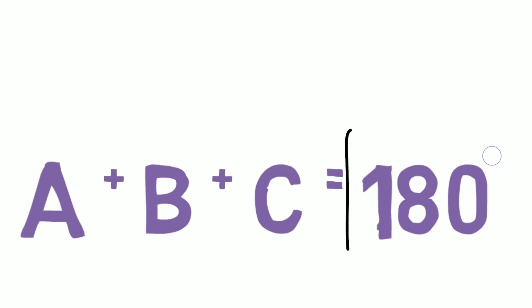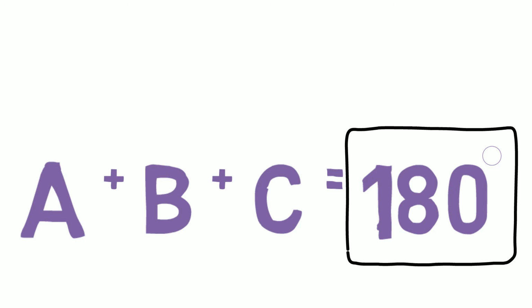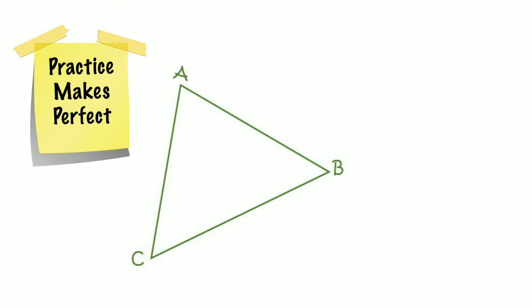Okay, so now that we know that all of the angles in a triangle add up to equal 180 degrees every time, let's work on a few example problems. Look at triangle ABC. Angle A equals 55 degrees and angle B equals 75 degrees. Knowing this information, how can we figure out the value of angle C?